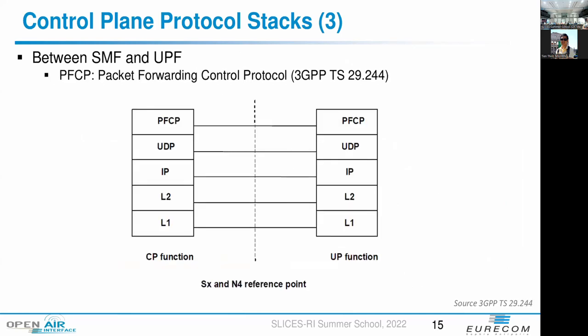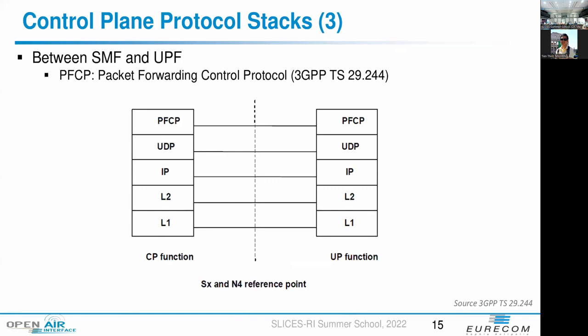We also have the protocol between the SMF and the UPF, which is PFCP. This protocol is basically used by the SMF to instruct the UPF how to deal with the traffic between the access network and the core network. You can see here the reference, so that you can find the specification.